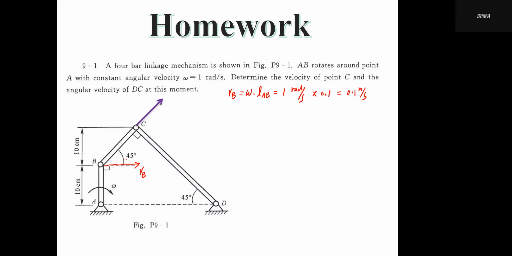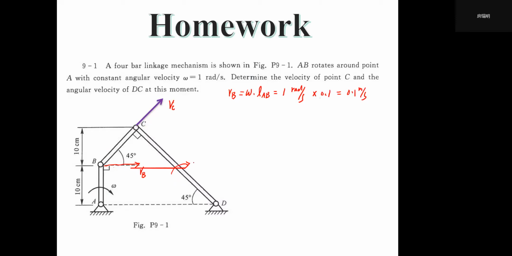And we can find that the direction of VB has an intersecting angle of 45 degrees with the direction of BC, right? Here you can see this purple color is VC. Why do we know VC should be along this direction? Because point C is also a point on CD, and when AB rotates in this clockwise direction, there is a force along the BC direction trying to push CD to rotate around point D.